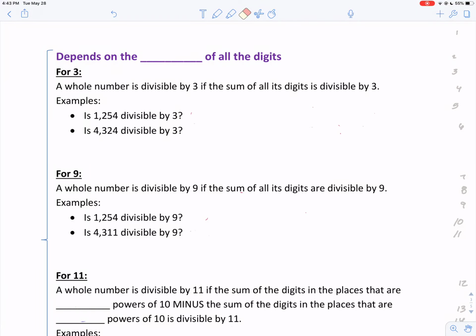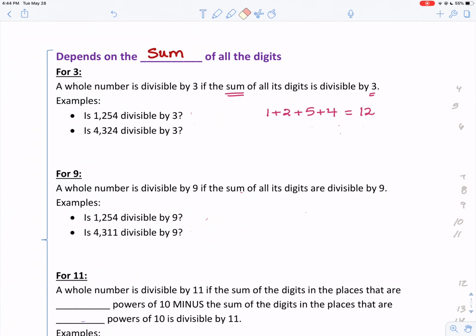In this video, we will continue learning divisibility rules. This time, we'll talk about the rules that depend on the sum of all the digits. So to determine if something is divisible by 3, we will sum up all the digits and see if those digits are divisible by 3. So here's an example. Is 1,254 divisible by 3?